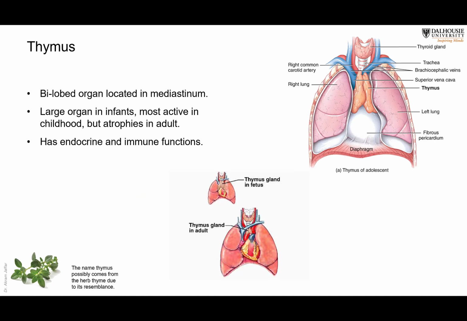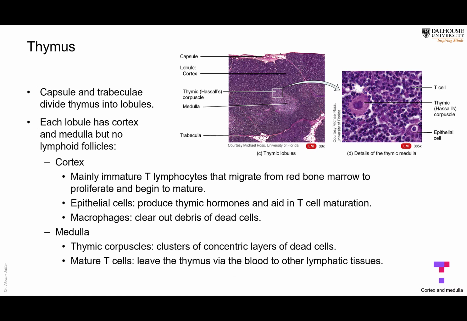The thymus, we mentioned the thymus. It's located in the mediastinum. It is larger in infants and most active in childhood, but after that it regresses. It does not disappear and its function does not stop, but it regresses, and most of it will be replaced by fatty tissue. So when you dissect, you will find only remnants of the thymus surrounded by fatty tissue.